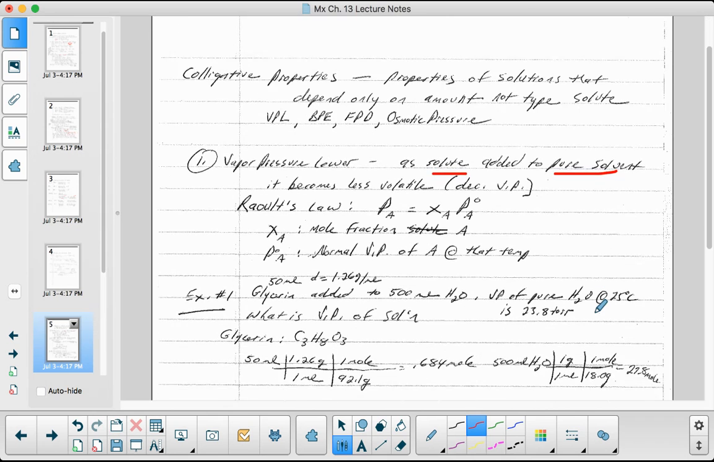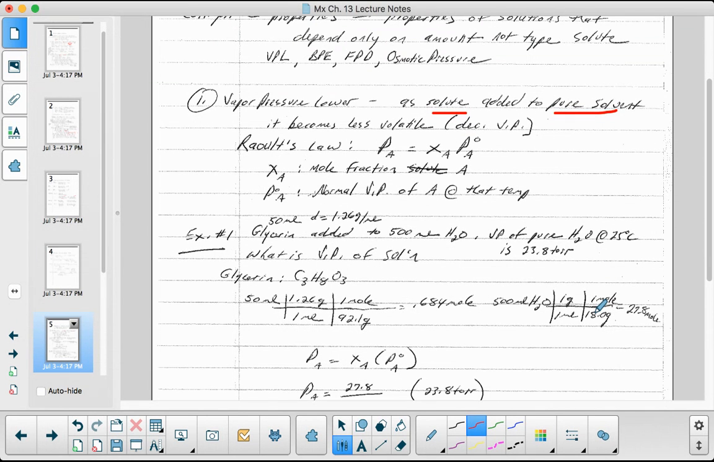So in example 1, I have that glycerin is added to 500 milliliters of water, and the vapor pressure of pure water at 25 degrees Celsius is 23.8 torr. So here we're defining the temperature at which I have a vapor pressure that's given, and I want to know what is the vapor pressure of this now solution.